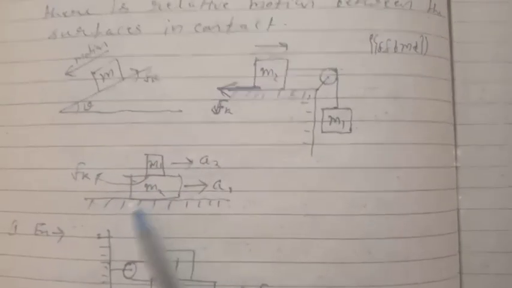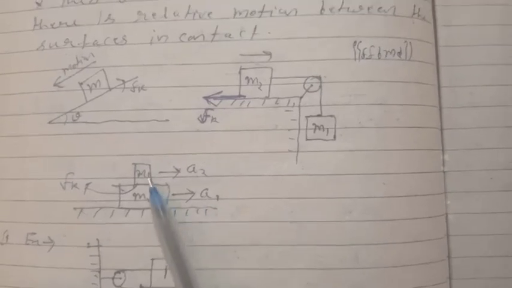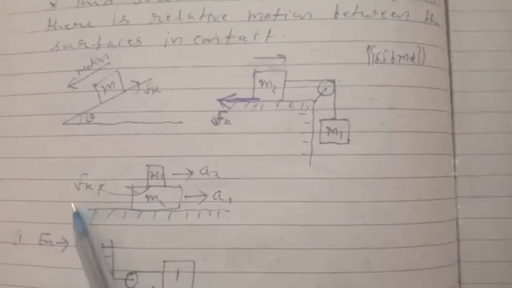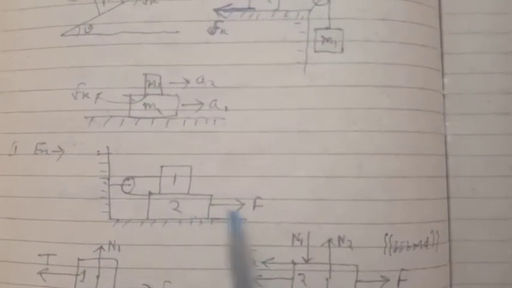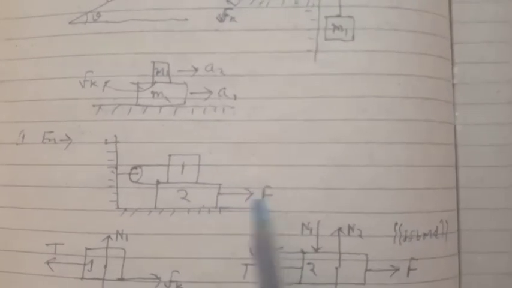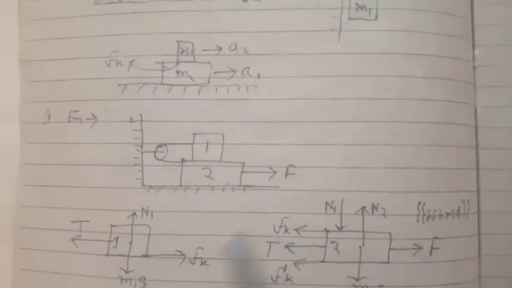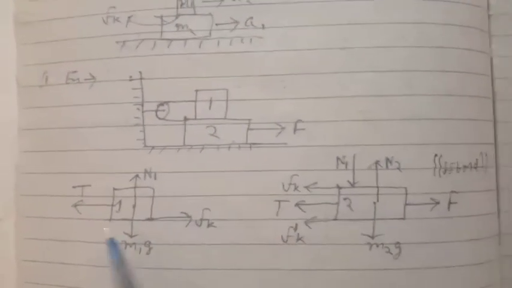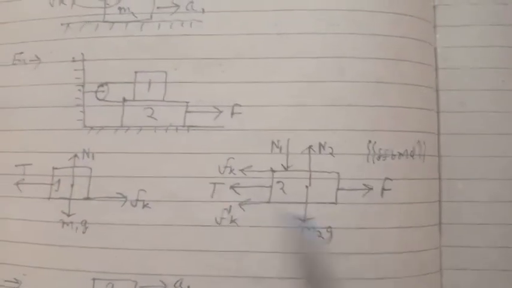Again, this is another situation shown where this body is moving with velocity A1 and this body is moving with A2, so kinetic friction between these surfaces will act and be given by Fk. And here another situation is shown. Here the applied force is acting in this direction, this body is moving in this direction and this body is moving in this direction. So different situations are on different bodies, and if we draw the free body diagram, then the free body diagram of one body will be like this and the free body diagram of the second body will be like this.